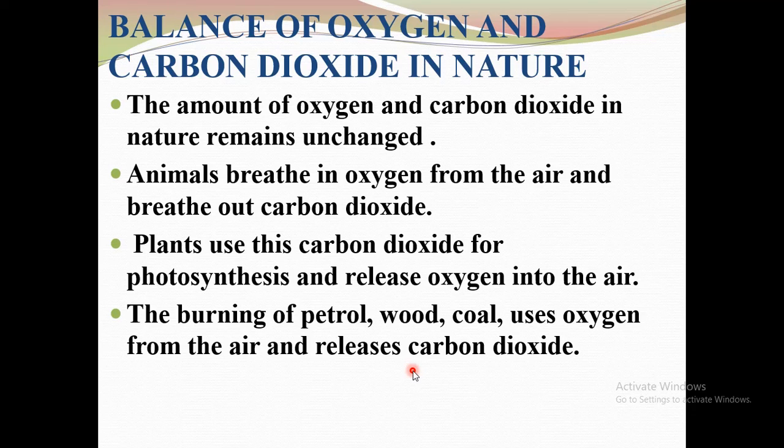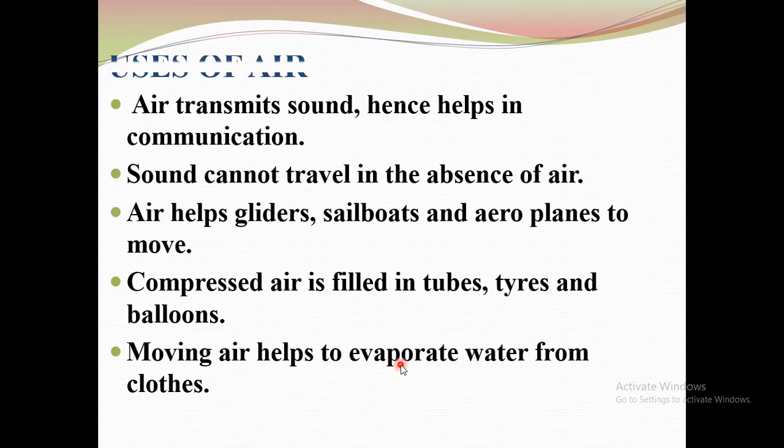So there is an interaction between living things and non-living things. Because of this, it helps to maintain the balance of oxygen and carbon dioxide in nature. Plants depend on animals and animals depend on plants. They are interdependent. So it is our responsibility to conserve plants and animals so that the balance will not be disturbed. Now, uses of air.